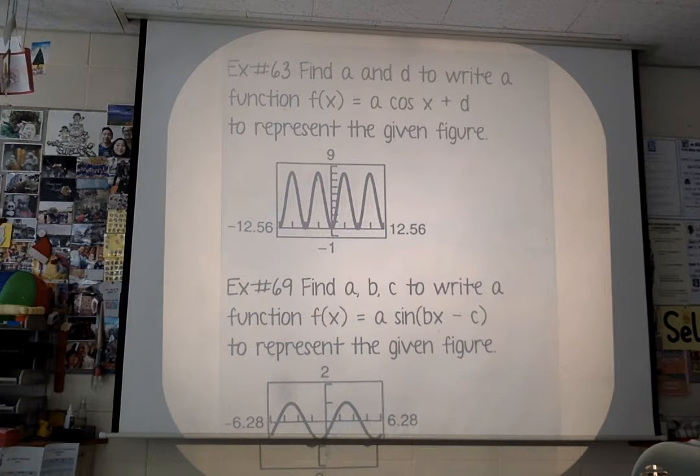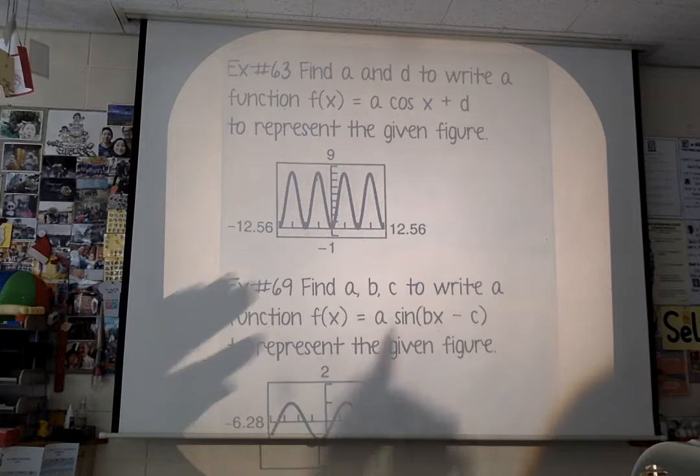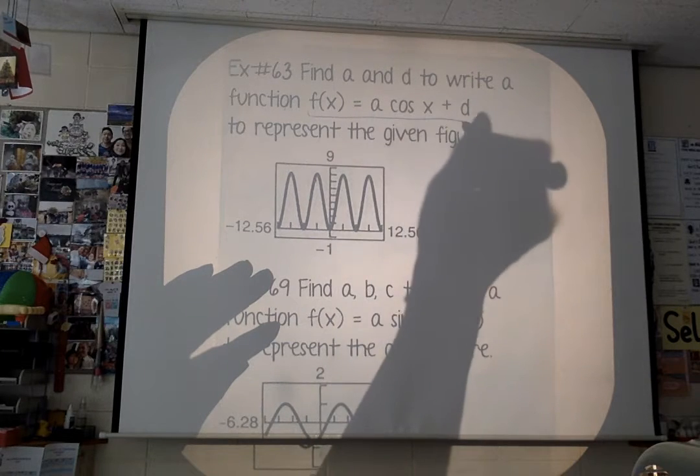Alright, you're sick of graphing. I get it. So now we're going to actually have you identify the equation of the given graph, okay? I'm always going to give you guys the format that I want the answer in.